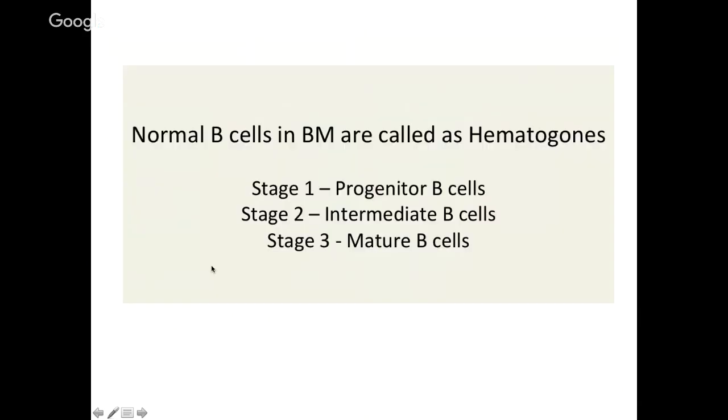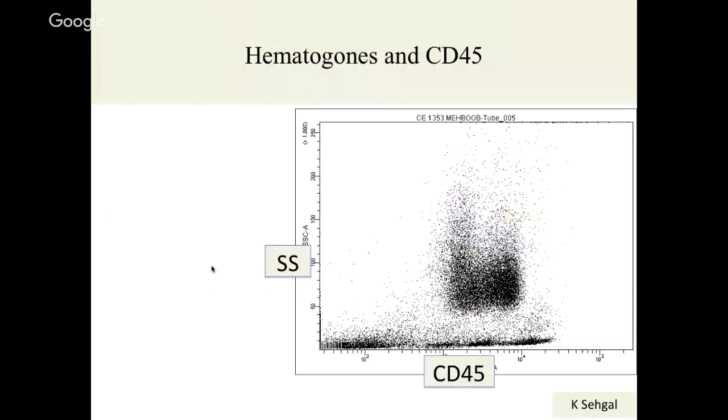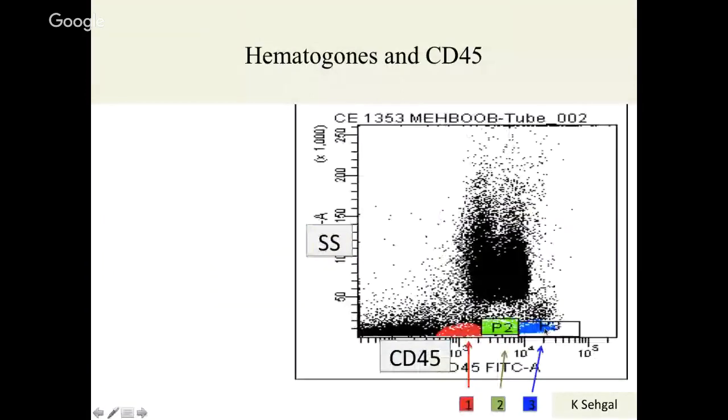Once again, let's give color to these populations. Like this blue is stage 3 hematogones, which are like mature B cells. This green color to stage 2 hematogones, and red one to stage 1. Stage 1 is the stage of hematogones which looks like blasts. They could be CD34 positive, CD10 positive. They would be CD20 negative, and maybe TdT positive. So these are the cells which are important for us to understand.